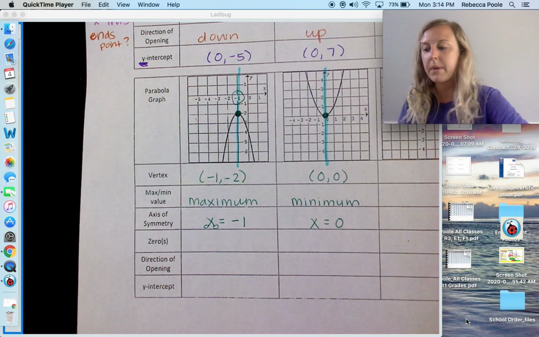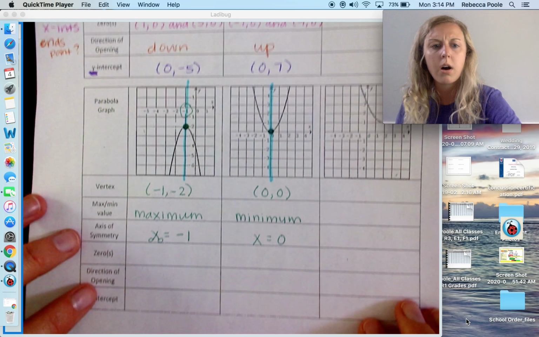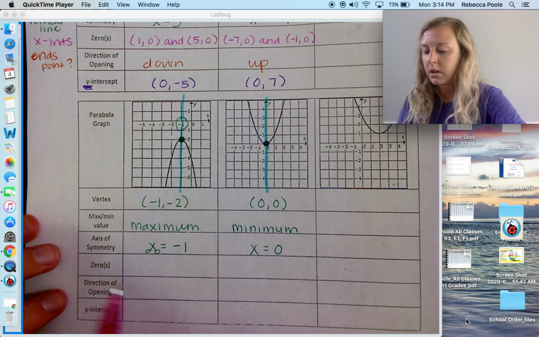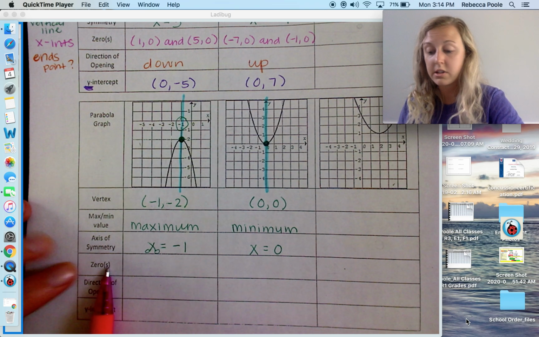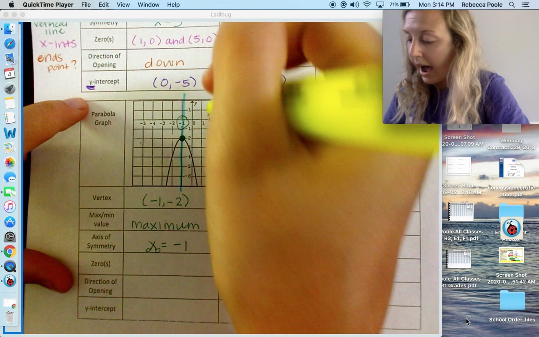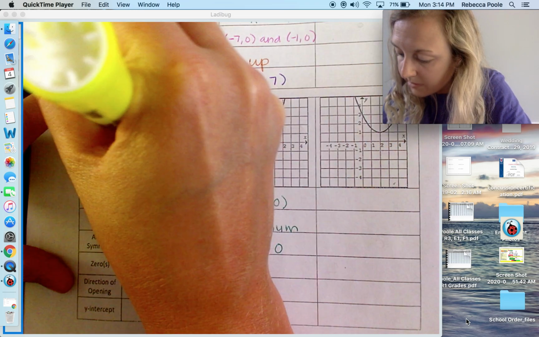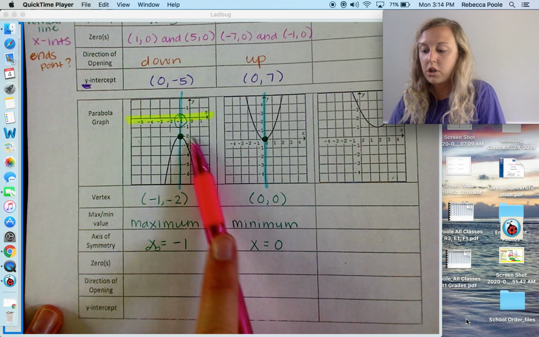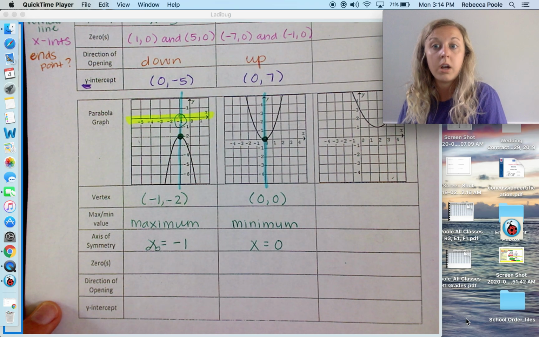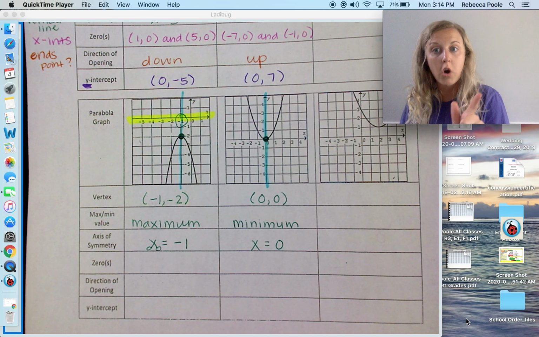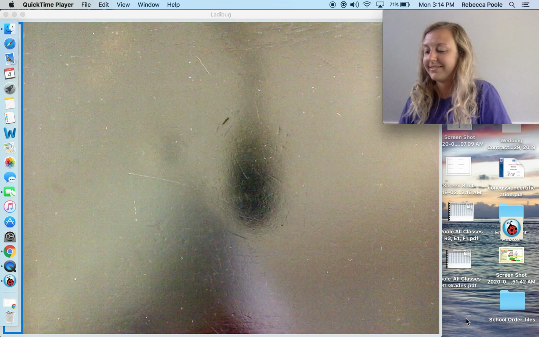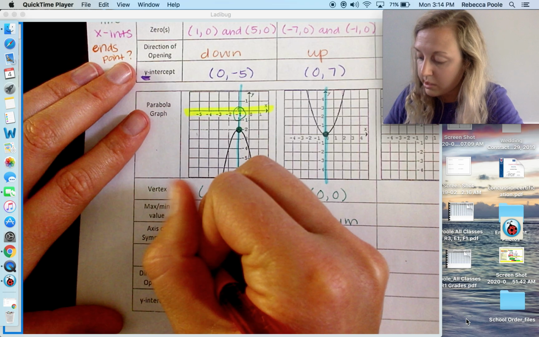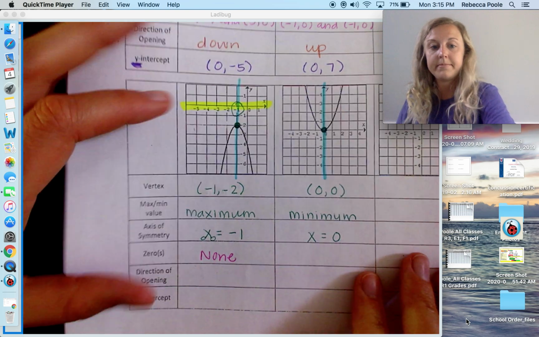Hopefully you're feeling okay about this. Usually my students really like quadratics. Y'all think they're pretty easy. All right, so next we need to find the zeros, the x-intercepts. So I'm going to take my highlighter, highlight the x-axis. Okay, this looks easy. Does this U shape touch the yellow? No, so what did we write on the front? None, right? So zeros, this one doesn't have any, so we're going to put none.